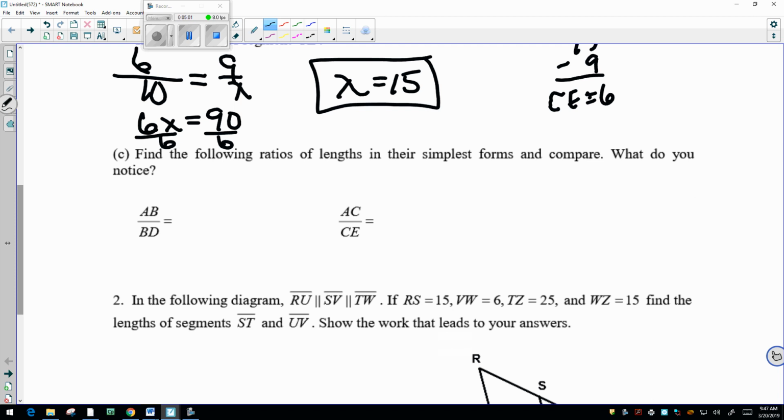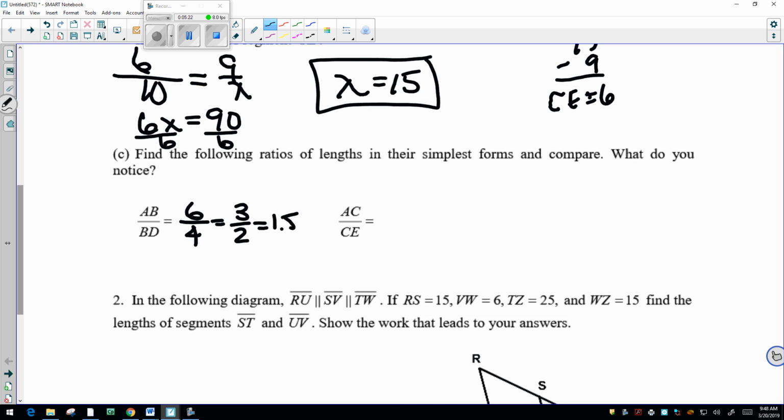Okay, so then it's saying, let's find the following ratios, in their simplest forms, and compare them. It says, what do you notice about AB over BD? So how big is AB? 6. How big is BD? 4. And if I were to reduce these, I could leave this as a fraction and say it's 3 over 2. I could give you a decimal and tell you it's about 1.5.